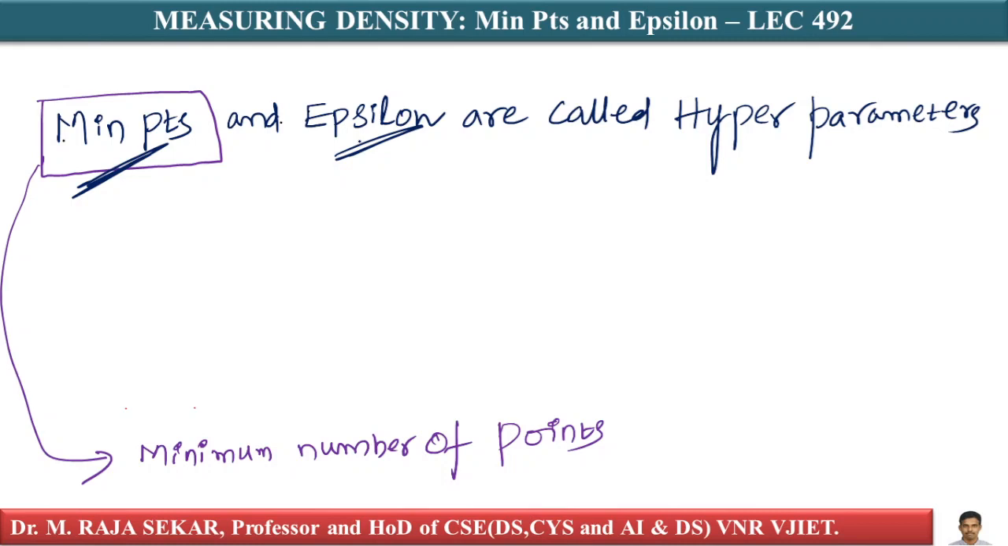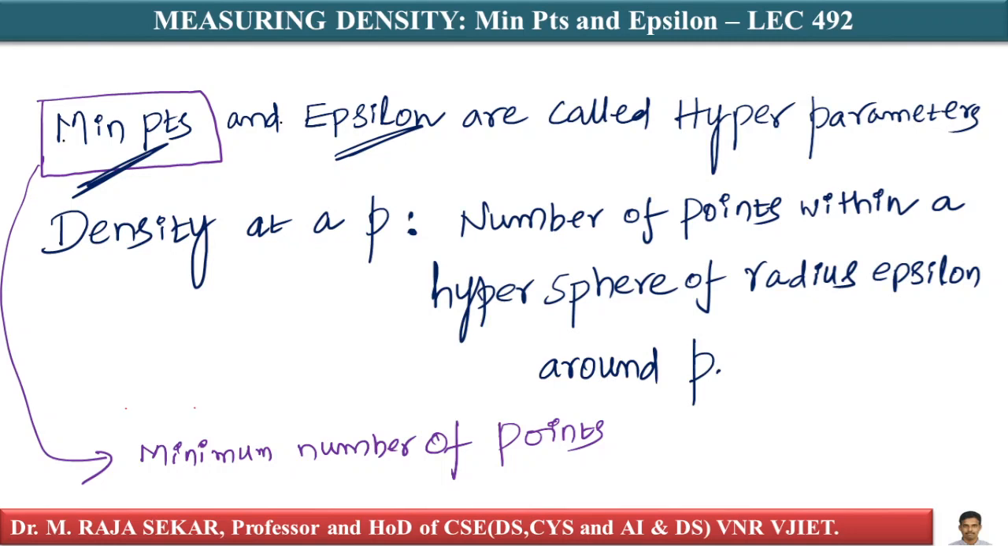So the first concept we understand is the concept of density at a point. Given a point P, how do you define its density? Density at point P is defined as the number of points within a hypersphere of radius epsilon around P. Let me give an example so that it will be much clearer for you.